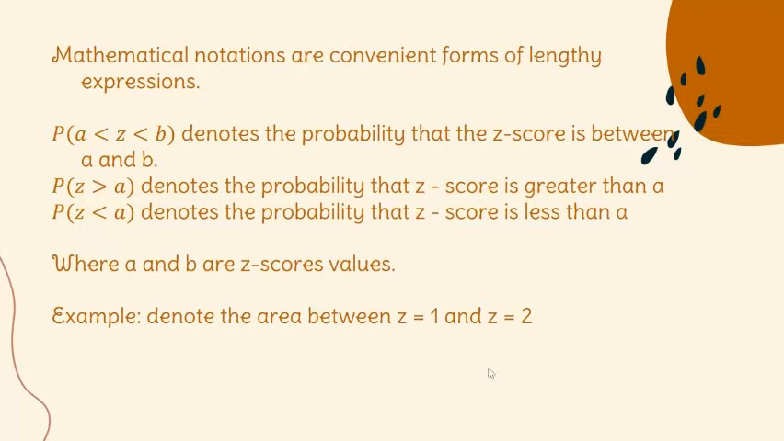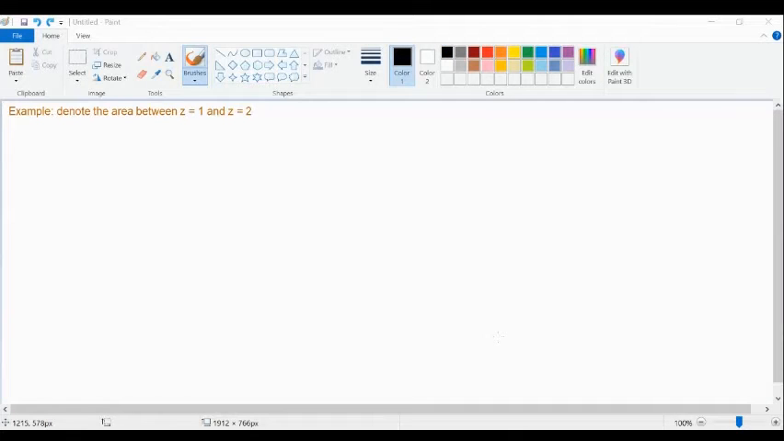So let's have an example. Denote the area between z equal to 1 and z equal to 2. We use the notation P, wherein z is greater than 1 but less than 2.